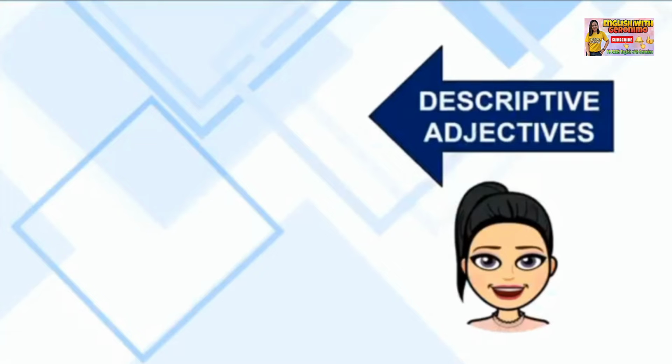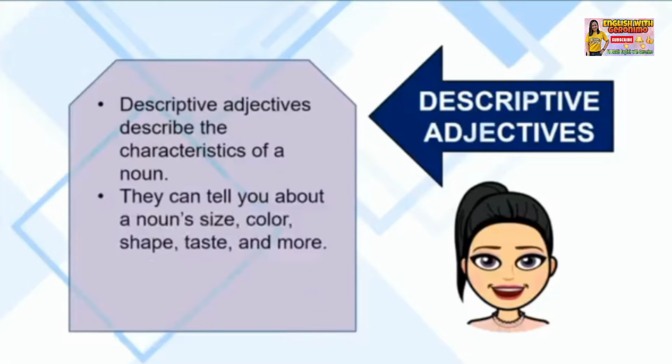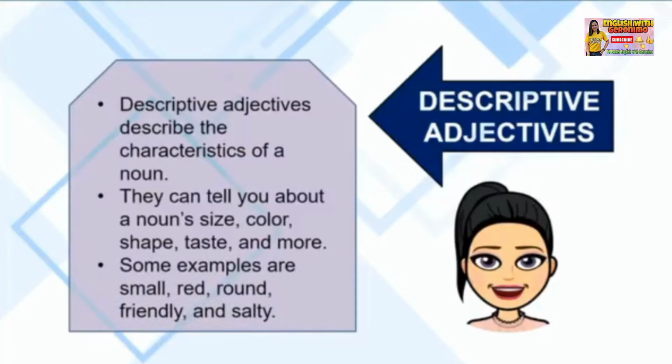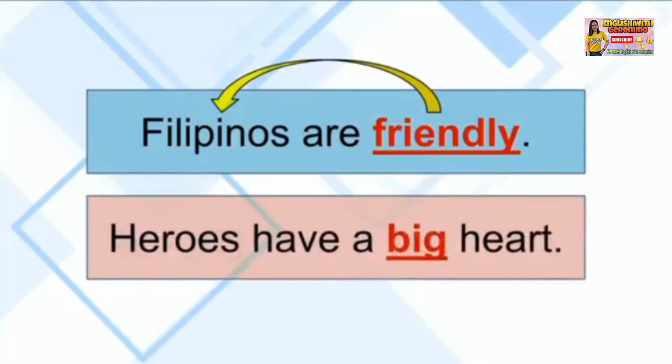What is a descriptive adjective? Descriptive adjectives describe the characteristics of a noun. They can tell you about a noun's size, color, shape, taste, and more. Some examples are small, red, round, friendly, and salty. Examples: Filipinos are friendly. Friendly describes Filipinos. Heroes have a big heart. Big describes heart.